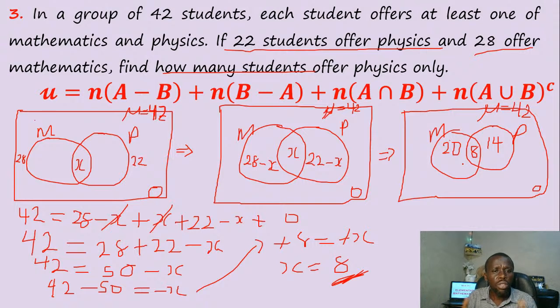So now you see that we can easily find out our answer here. Find how many students offer physics only. 14. That is just it. 14 offer physics only.